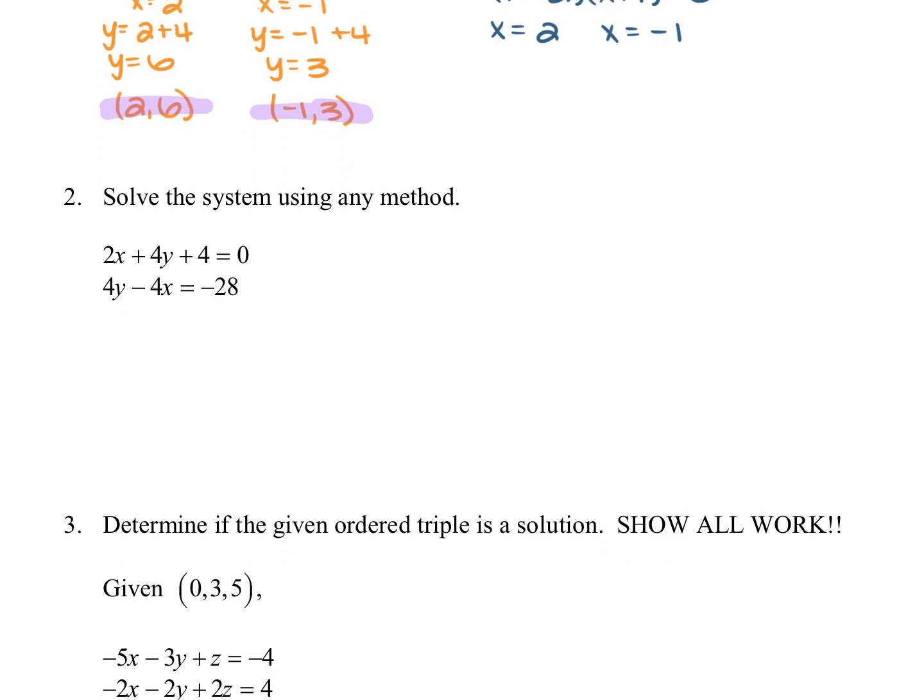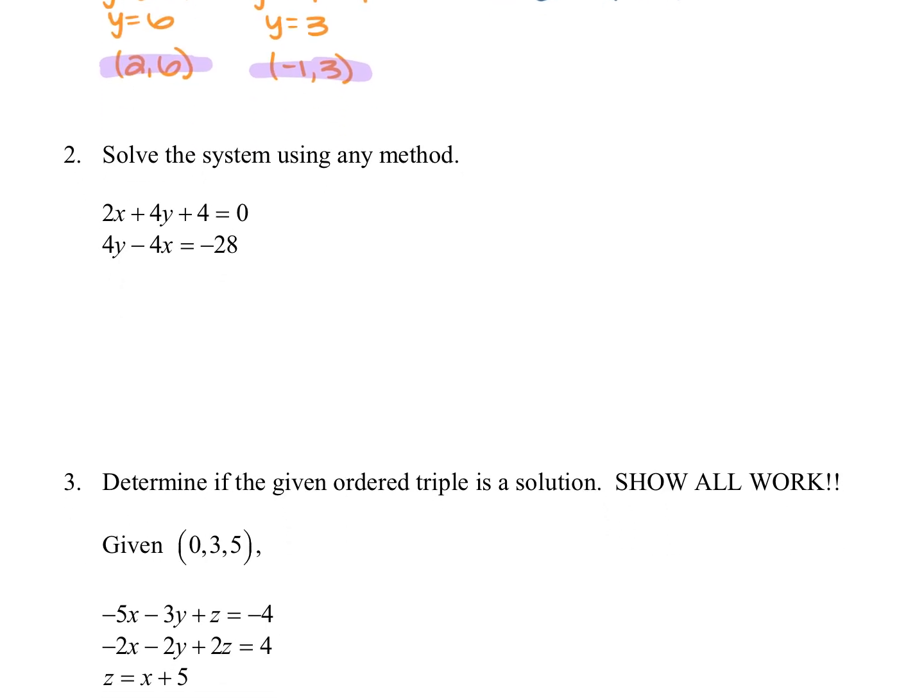For the next one that you see, it's going to be number 5 on your review. You have 2x plus 4y plus 4 is equal to 0, and 4y minus 4x is equal to -28. First thing I'm going to do is take that top equation and move that 4 over, so that way I have 2x plus 4y is equal to -4. That's also going to give me my bottom equation of -4x plus 4y is equal to -28.